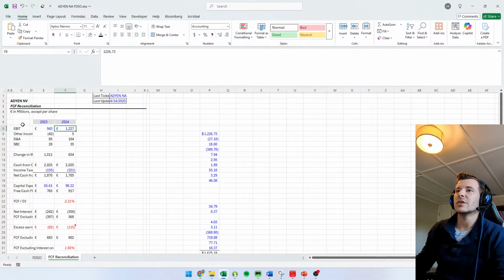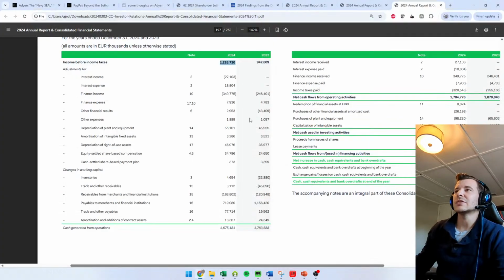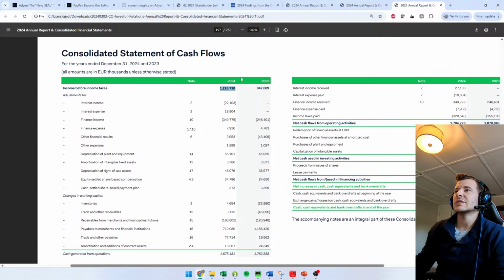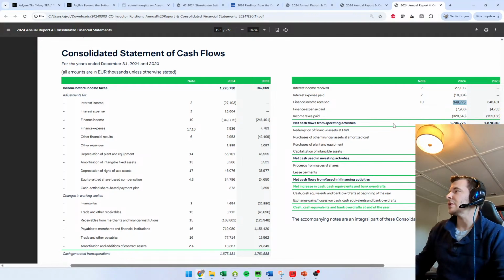Technically, for this to be true EBIT, this should be earnings before interest and taxes. But we're doing this here because we're going to back out the interest income, interest expense, finance income, and finance expense. And we see this finance income is a big delta. So they're basically backing out a lot of earnings here, and then they're adding it back here in the finance income received. So that's just a little bit tricky.